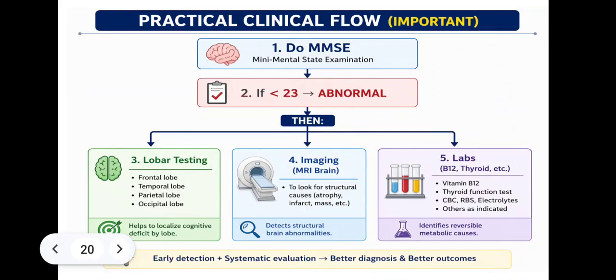Practical clinical flow for MMSE. After doing an MMSE, a score will be given to the patient. If it is less than 23, cognitive decline will be considered present and it is considered abnormal. If it is less than 23, do lobar testing on the patient and do necessary testing like MRI brain and other lab investigations.